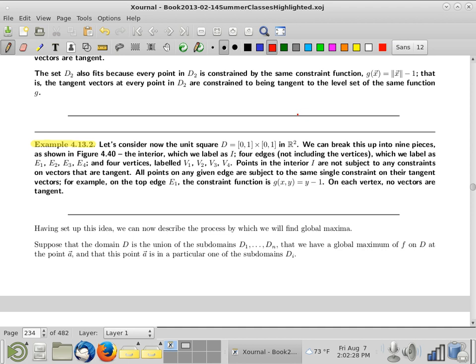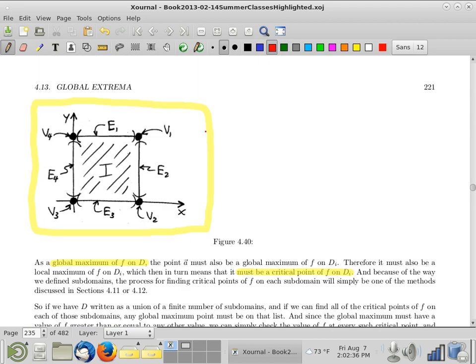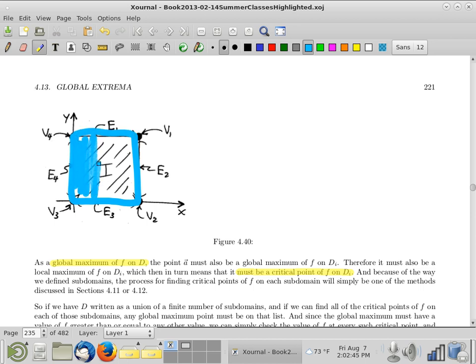Okay. Here's another example. By the way, a little bit harder of an example, let's consider the unit square in R2, and here's a picture of it. So the unit square in R2 is all of this and all of the interior. Right. So now, can I break this up into subdomains? Well, sure, and here's the way you do it.